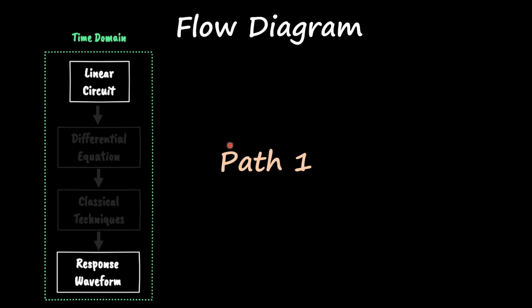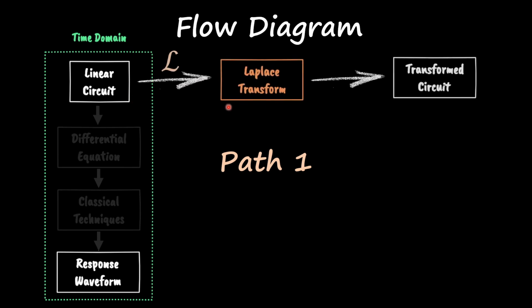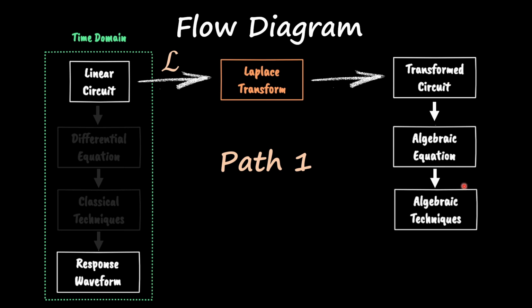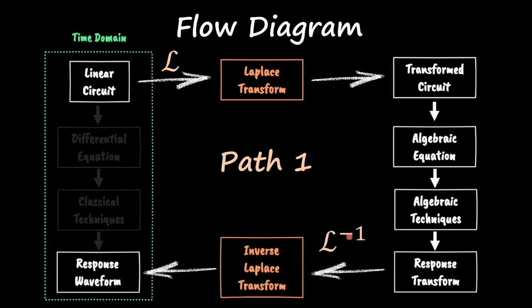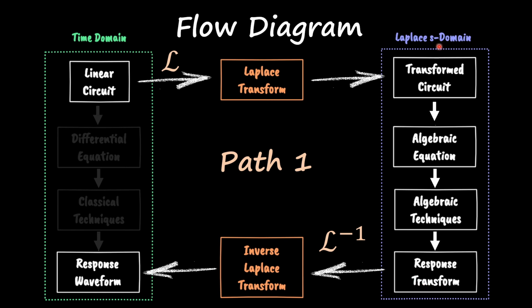The first one, path number one, consists of applying the Laplace transform to your linear circuit, and you have what is called a transformed circuit. Then from here you extract your algebraic equation out of that circuit. You're going to massage that equation with a set of techniques, so you prepare that equation to be in this response transform, and then I can apply the inverse Laplace to that response transform so I can get my response in time. Notice that everything that we're doing here on the right side is in a new domain that we call the Laplace or the S domain.